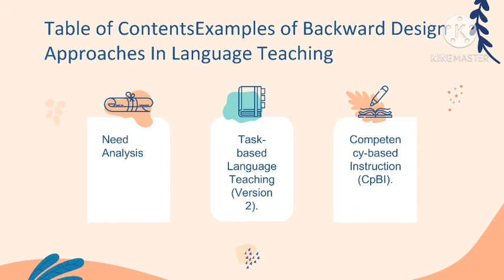And the last example of backward design approaches in language teaching is competency-based instruction (CBI). Competency-based instruction is another widely used example of backward design. With CBI, the starting point of curriculum design is a specification of the learning outcomes in terms of competencies, the knowledge, skills, and behavior learners need for performing everyday tasks and activities, and which learners should master at the end of a course of study. Curriculum development with CBI starts from a similar stage as TBLT in the version described above.